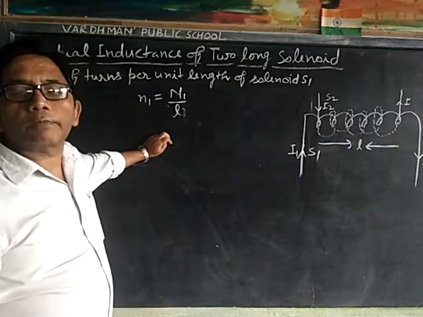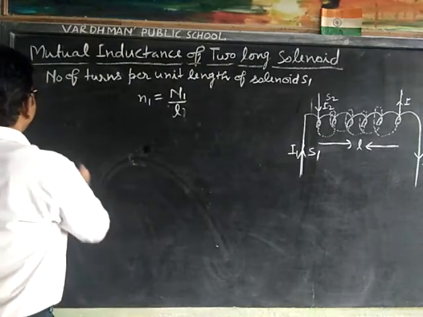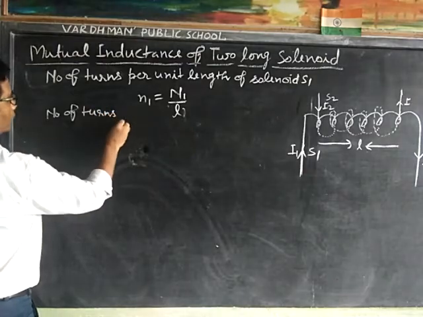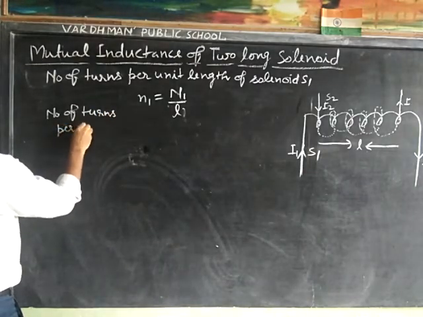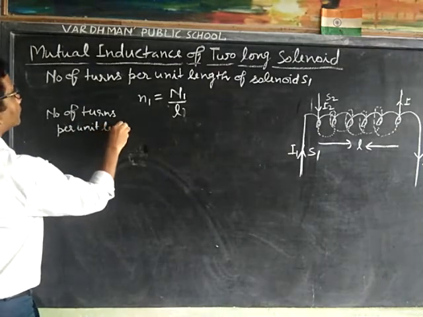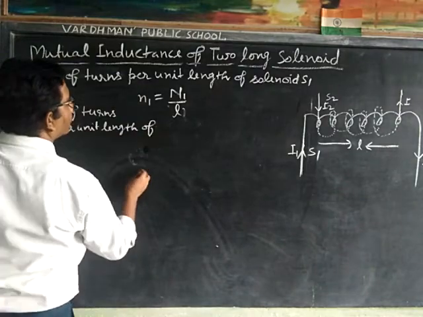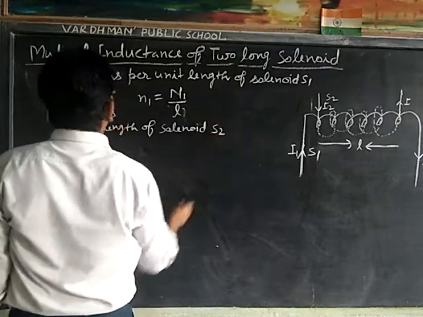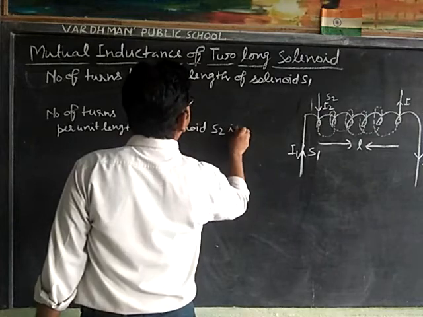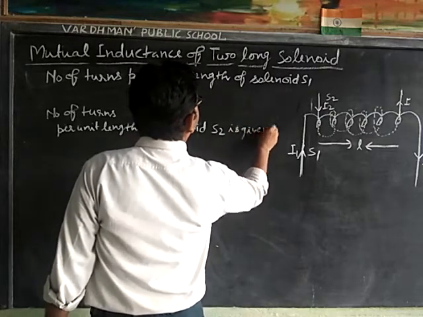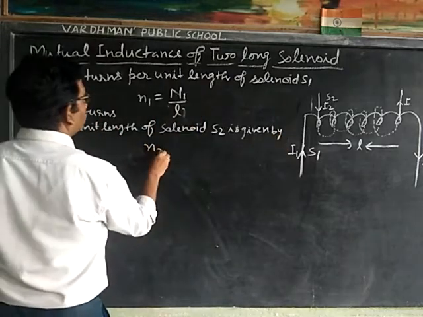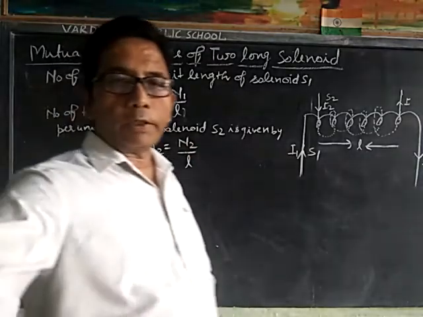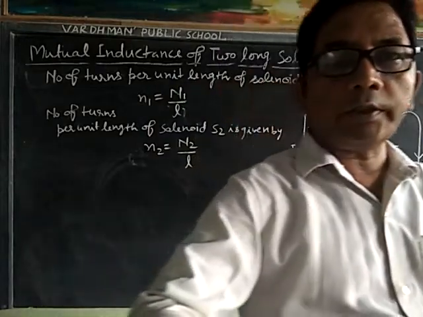The number of turns per unit length of solenoid S2 is given by small n2 equal to N2 upon L. Small n, what is small n? The number of turns per unit length.